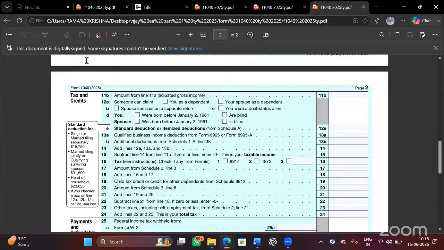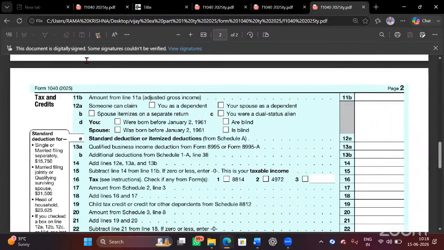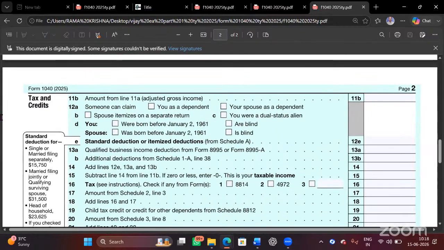According to form number 1040, after calculation of the tax, these credits are allowed. That part is covered from the 12th point onwards, taxes and credits. You can see here on the left side, tax and credits. So these taxes and credits you can understand by studying a separate schedule. That is schedule number 3.